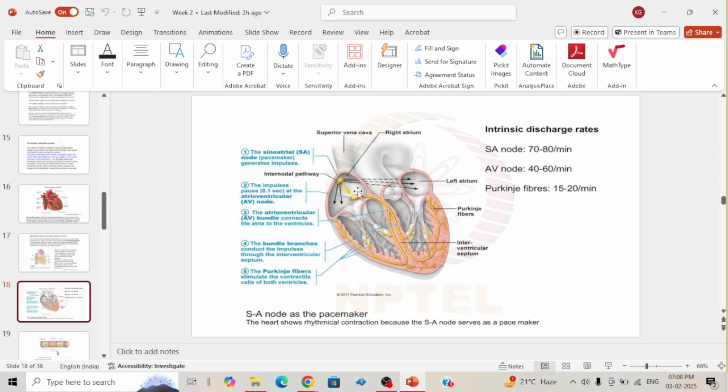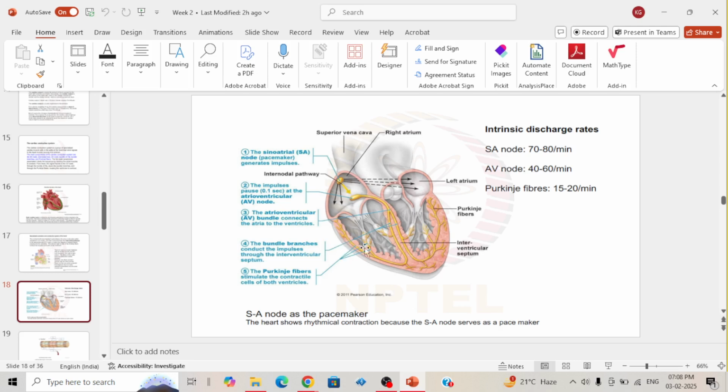These are the internodal pathways. The impulse is delayed by 0.1 second at the atrioventricular node, and the atrioventricular AV bundle connects the atria to the ventricles. There are bundle branches that conduct the impulse through the interventricular septum. This is not a junction actually. This is the septum which separates the two ventricles, the right and the left ventricle. This is called the interventricular septum.